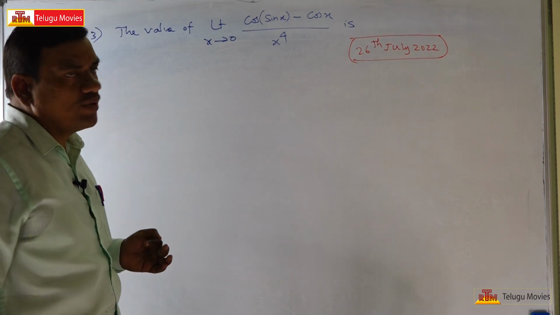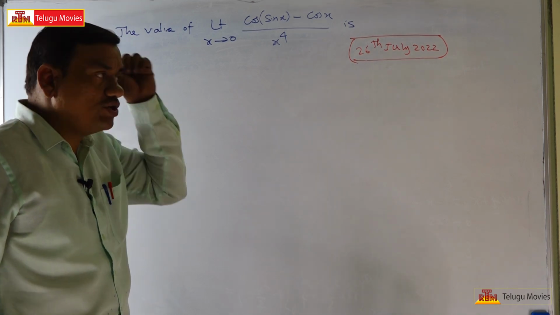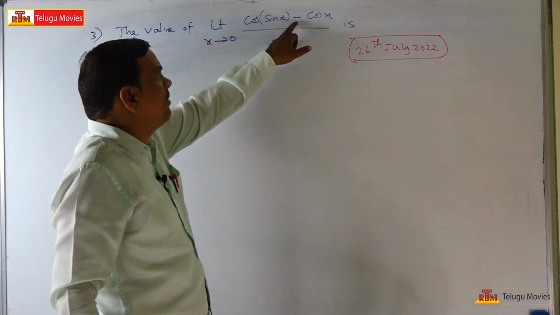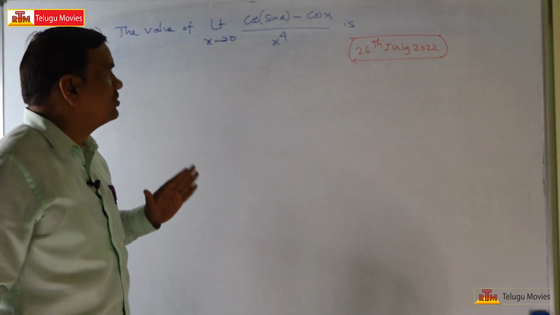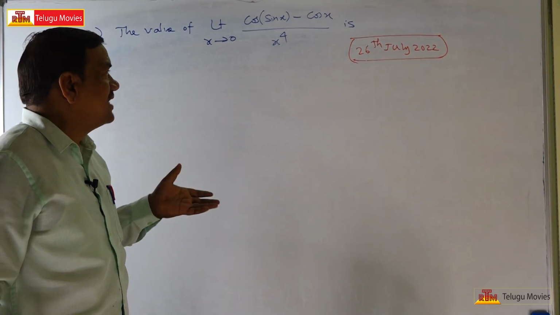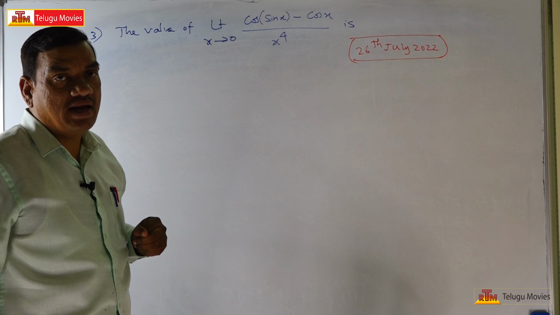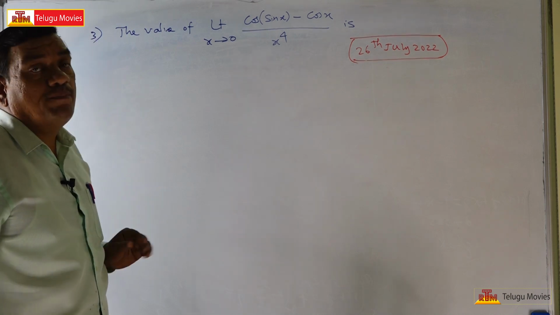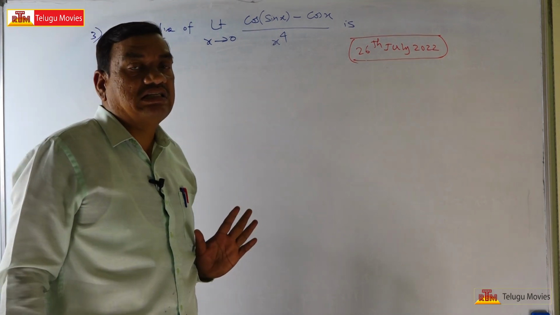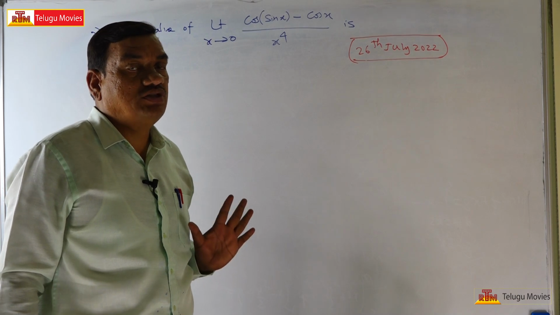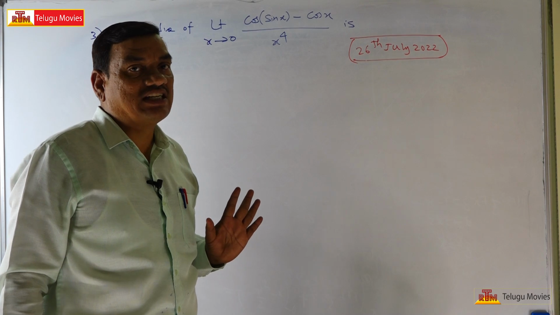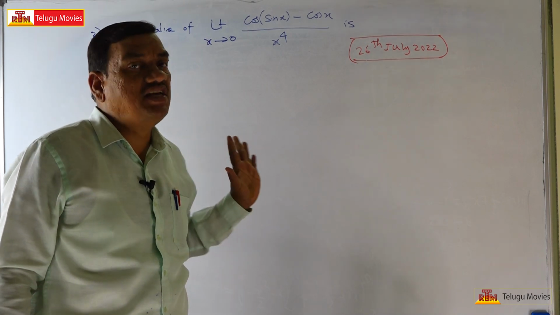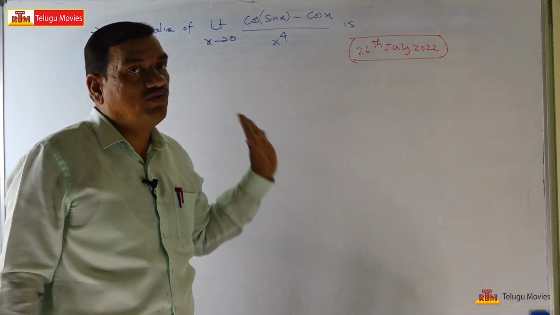Some students will approach this problem as cos c minus cos d. The cos c minus cos d formula is minus 2 sin c plus d by 2 and sin c minus d by 2, like that also you can approach. But if you approach this problem in a logical way, by doing sin x and cos x expansions, the problem is very easy. Within 4 or 5 steps you will get the answer.